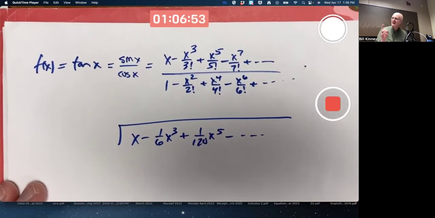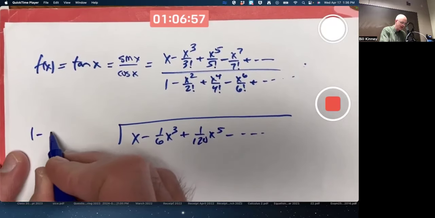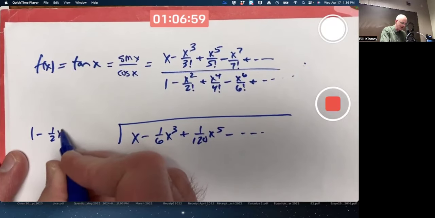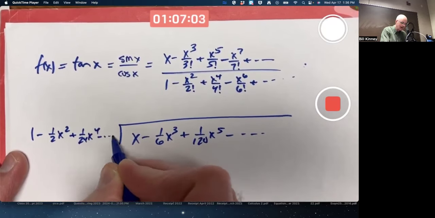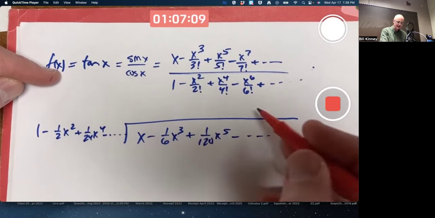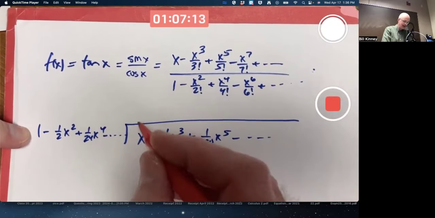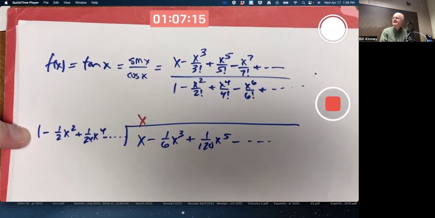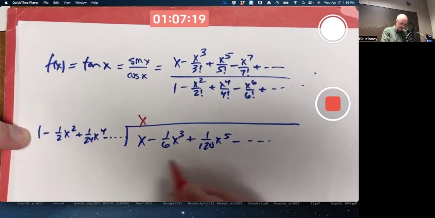We're just going to find the first 3 non-zero terms. I'm dividing the cosine one into the sine one, with dot, dot, dots. Putting the answer up here, and the answer up here is going to be the answer for the series. What do I have to multiply 1 by to get x? Oh, that's easy, x. Now take that and multiply it by everything over here, put the answer under there.